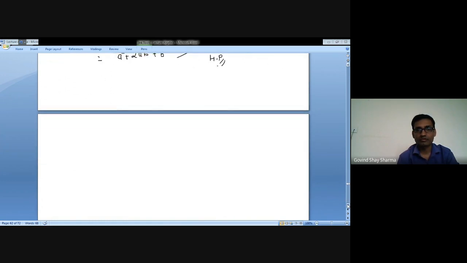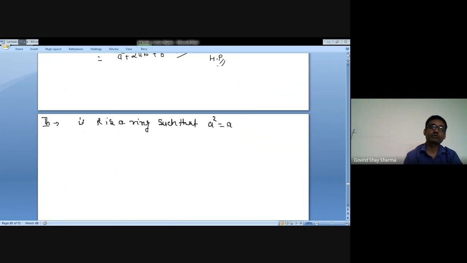Now next theorem. If R is a ring such that a square is equal to a for all a belongs to R. A square is equal to a is basically called Boolean ring.